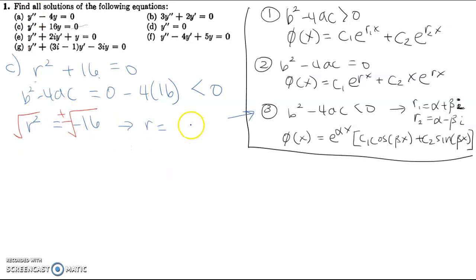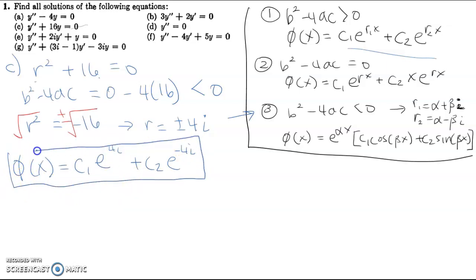So we have r equals plus and minus 4i, because the square root of a negative number would result in i. Okay, so there we go. We have our answer, as we can express this in two different formats. I can write my first answer form as phi of x to be, continuing to use our first form, c1 e to the power of positive 4i plus c2 e to the power of negative 4i. So this is a good answer.